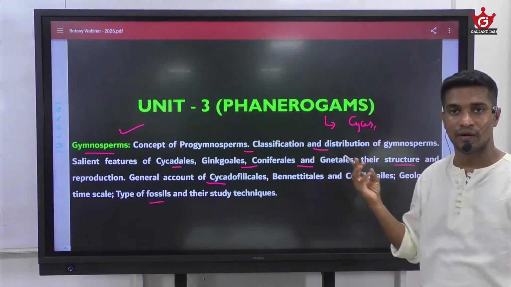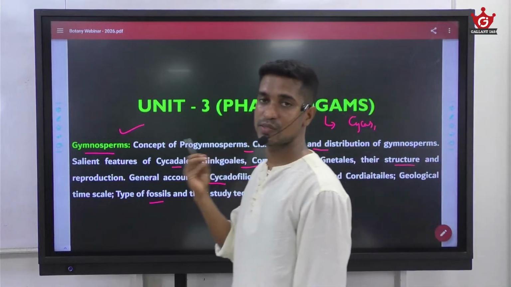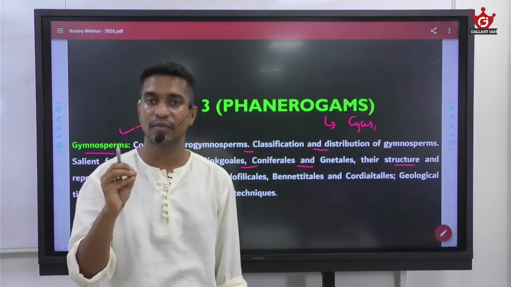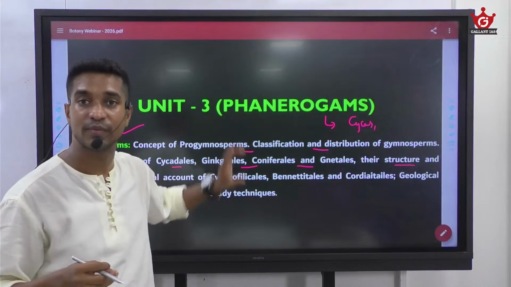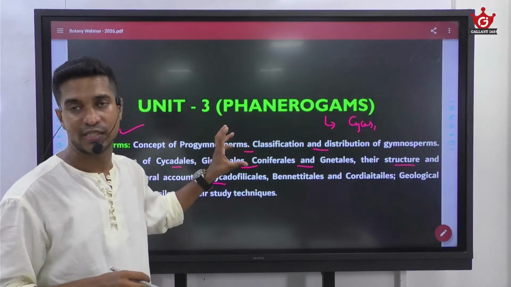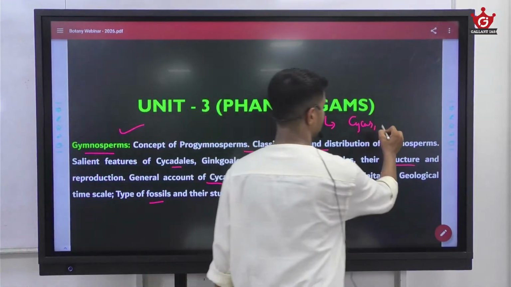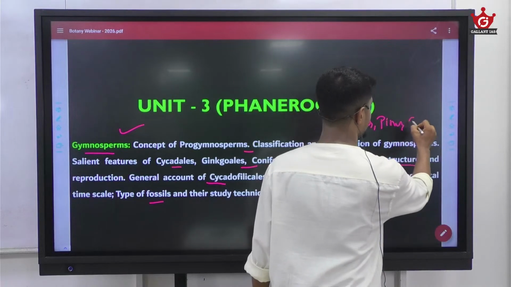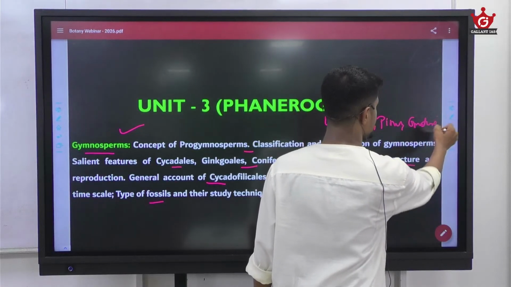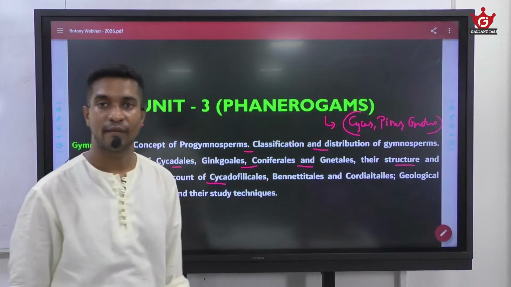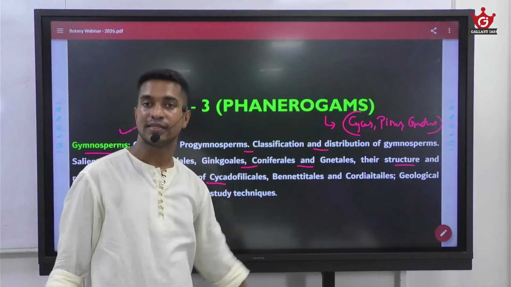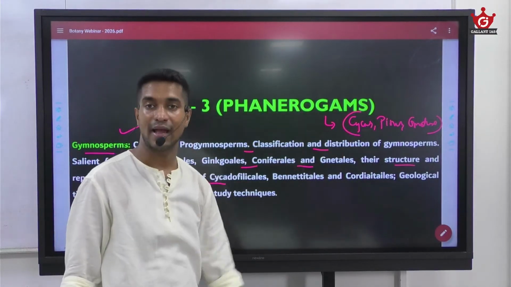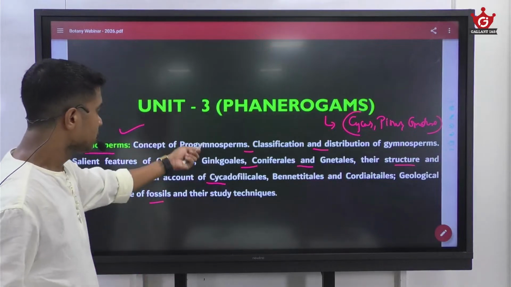Okay, so why we are discussing these three species is that most of the questions from gymnosperms have been asked from these particular species only: Cycas, Pinus and Gnetum. Most of the questions with regard to the gymnosperms come from these three species: Cycas, Pinus and Gnetum.